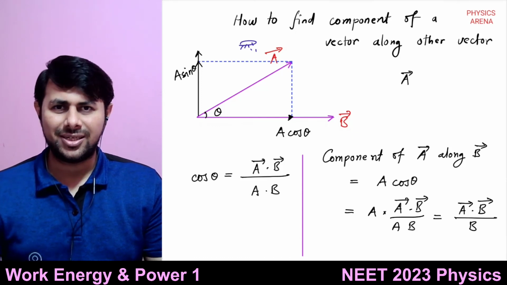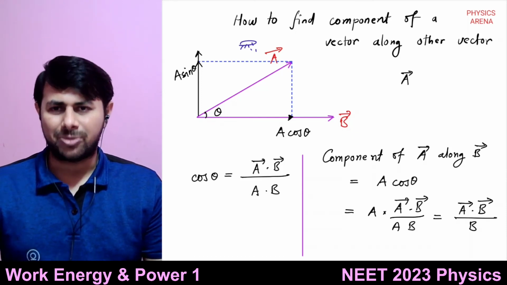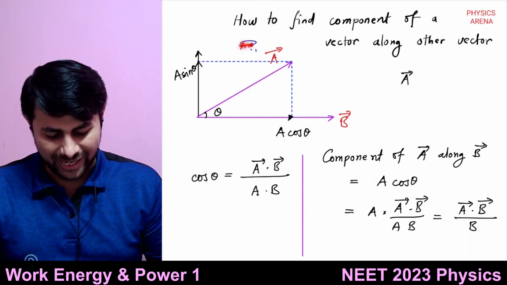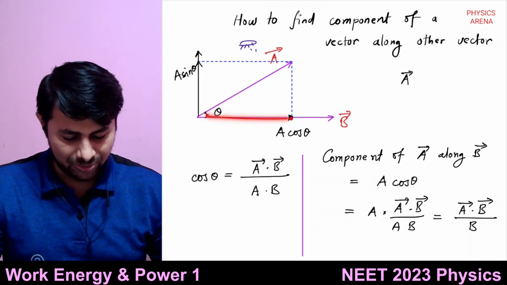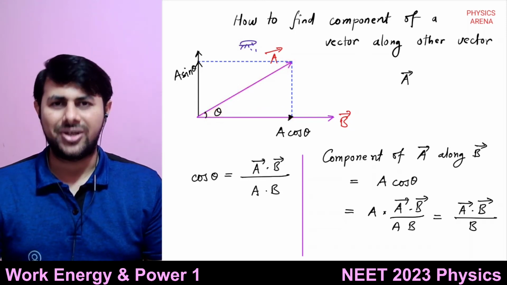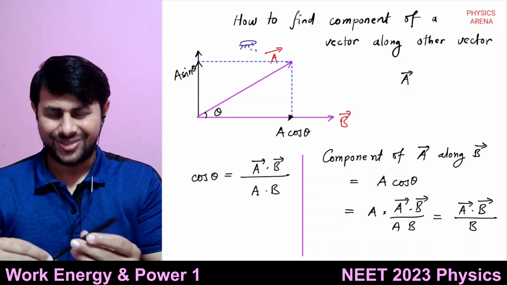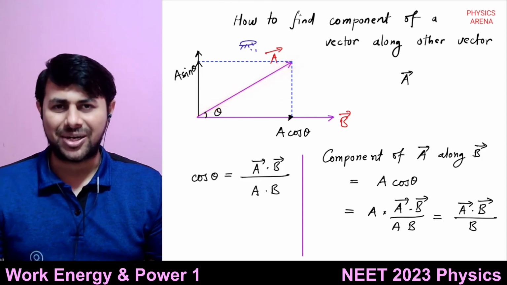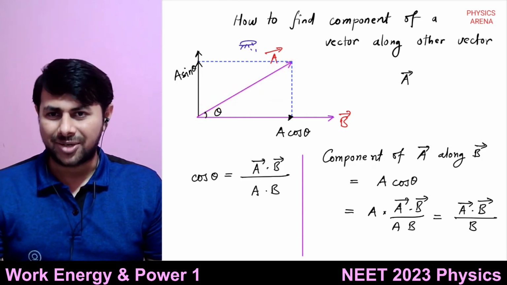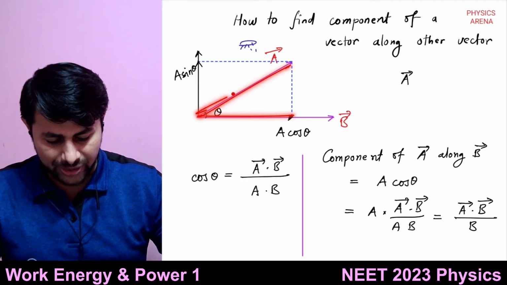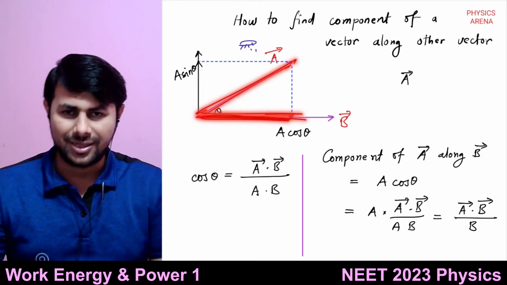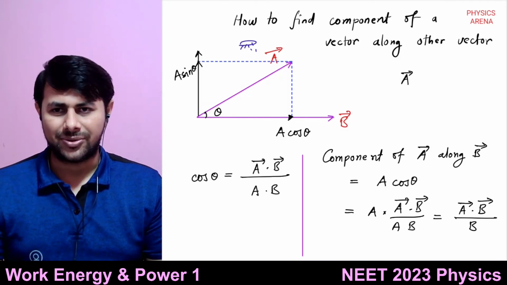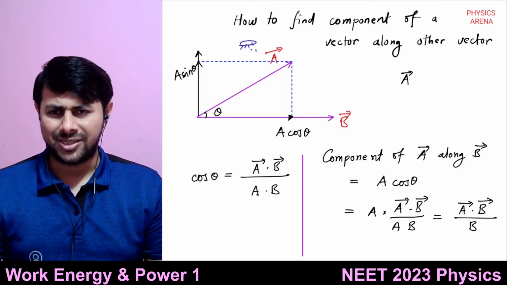You got this? These are different names: the component, the projection, or there can be a question like this. If you shine light like this, what will be the length of the shadow of this vector, or of a stick kept here? It is equal to the component of this vector in this direction. That much would be the length of the shadow of the stick. Got it?